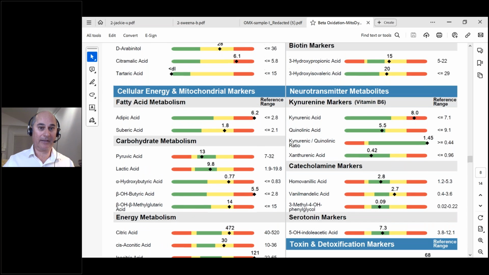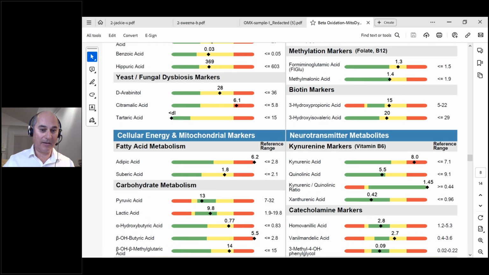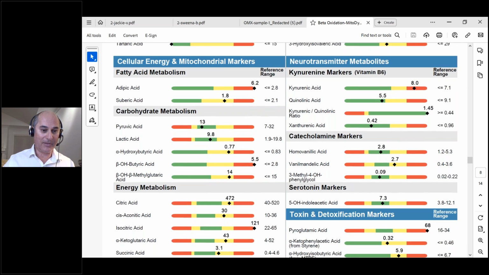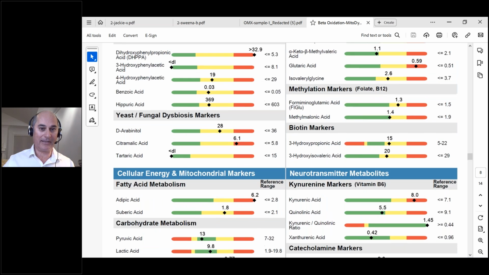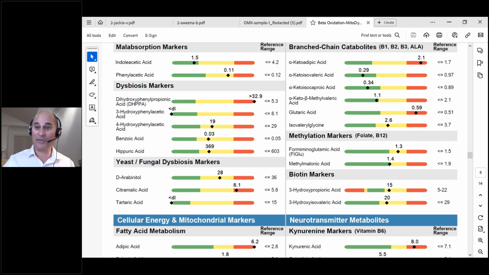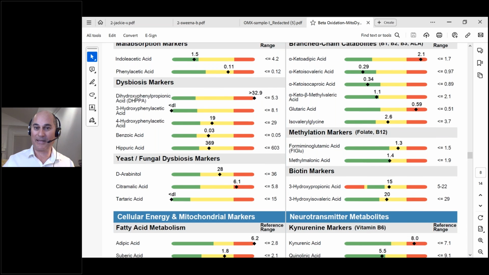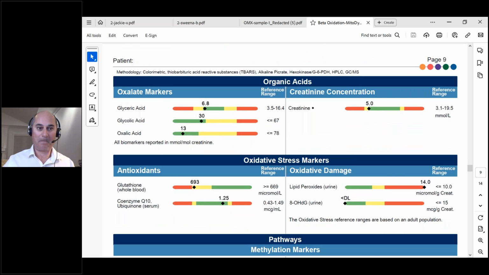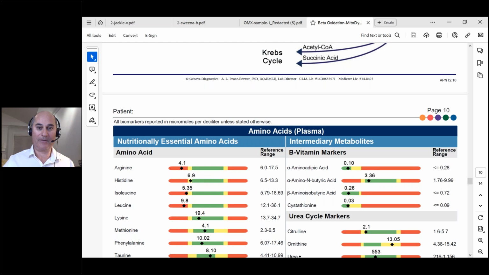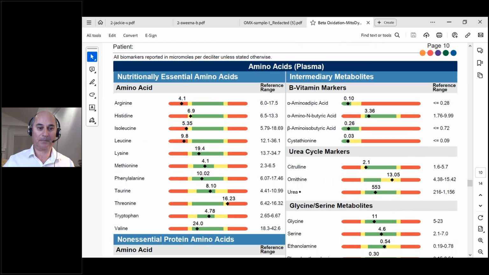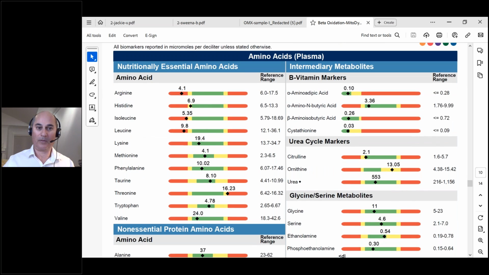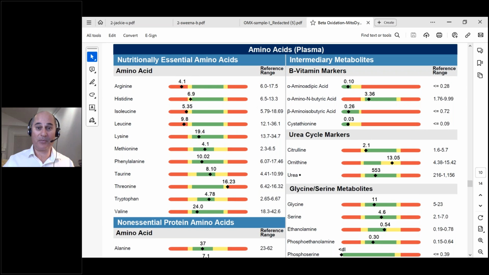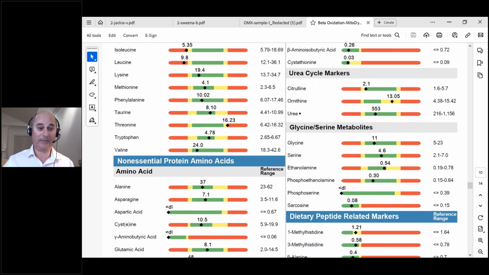Let's see. I'm just looking around to see if there's anything else that I'm missing on this test. There are some gut issues too on this person, but maybe we won't talk about that because it's going to get too confusing. Let's see down here. Amino acids, there's a whole bunch of amino acids that are low.